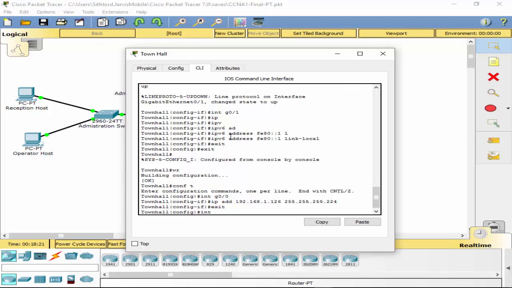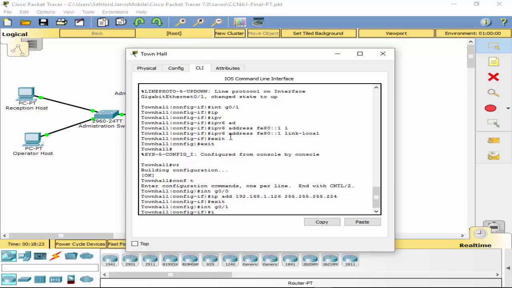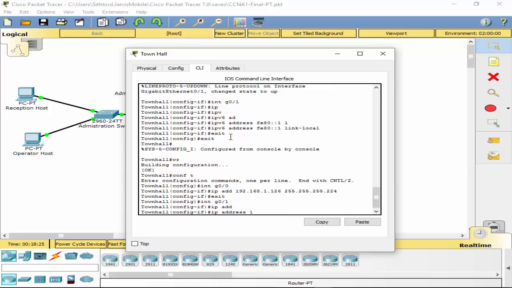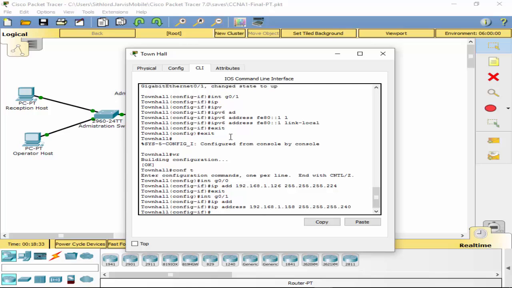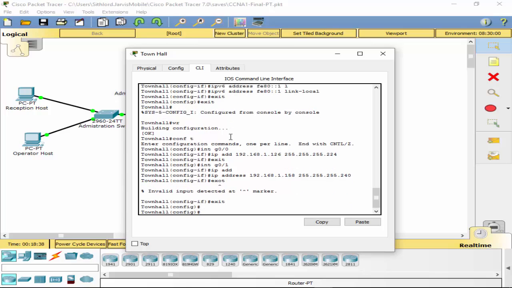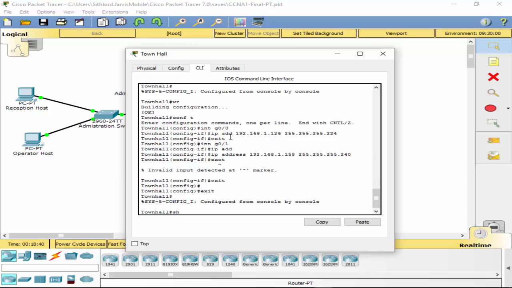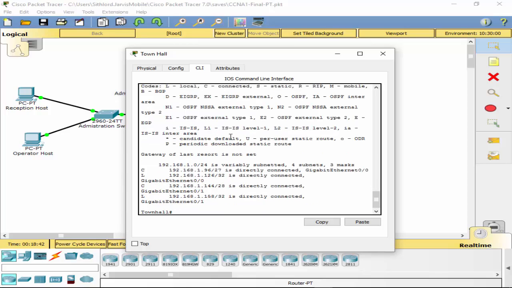So interface G0/1, IP address 192.168.1.158, 255.255.255.240 or /28. And the reason I talk in prefixes, if you ever wondered, is that if you want to see what your routing table knows, you do a show ip route, and as you can see, these directly connected routes show a /27 network and a /28. They don't actually give you a subnet mask.